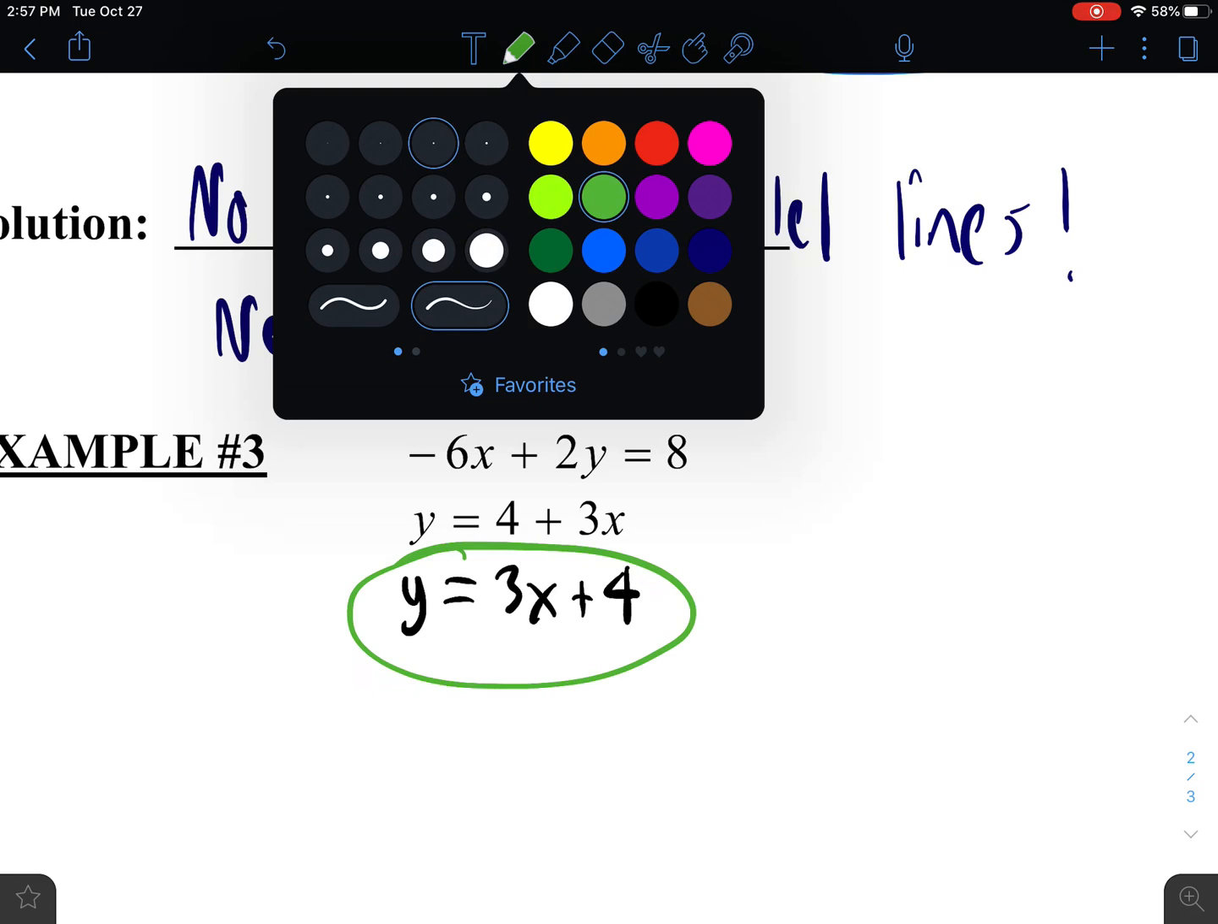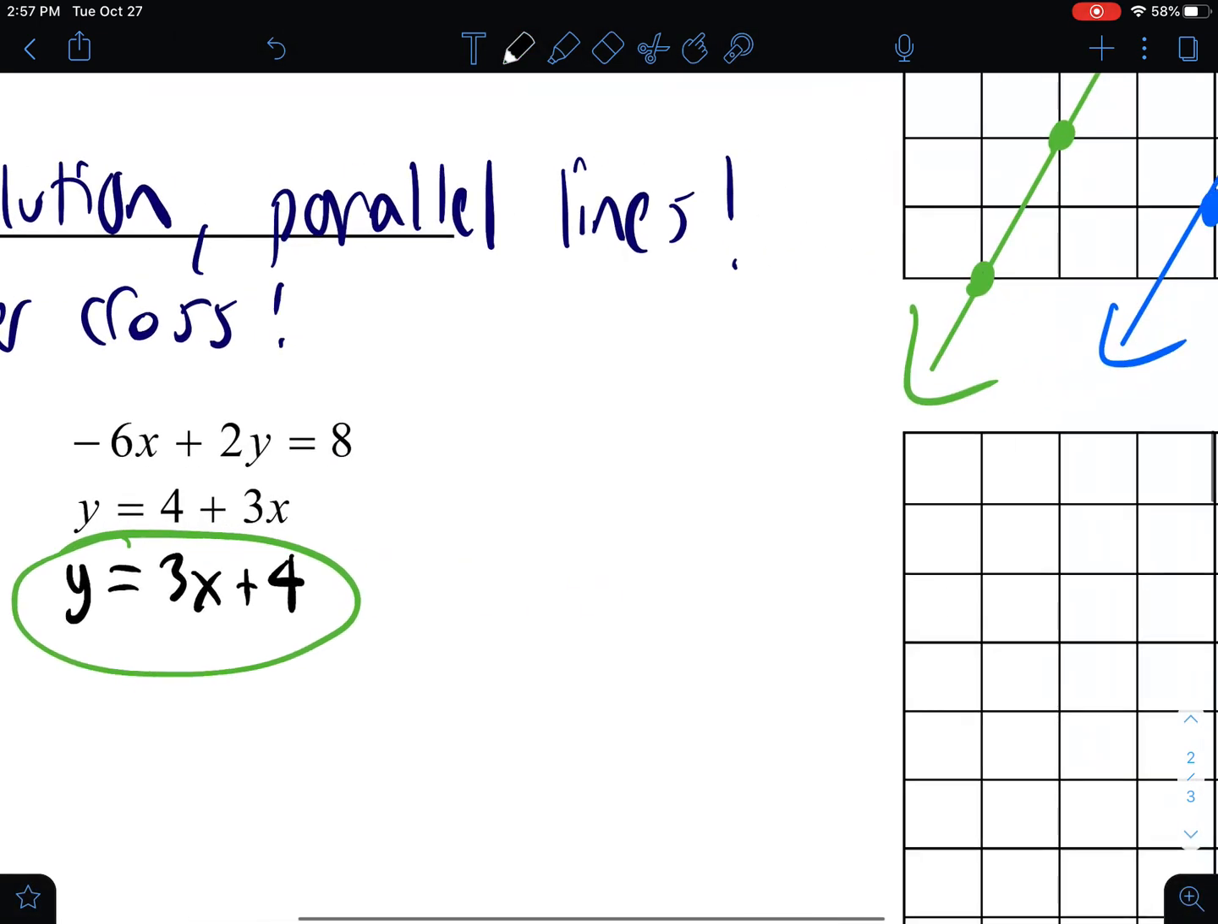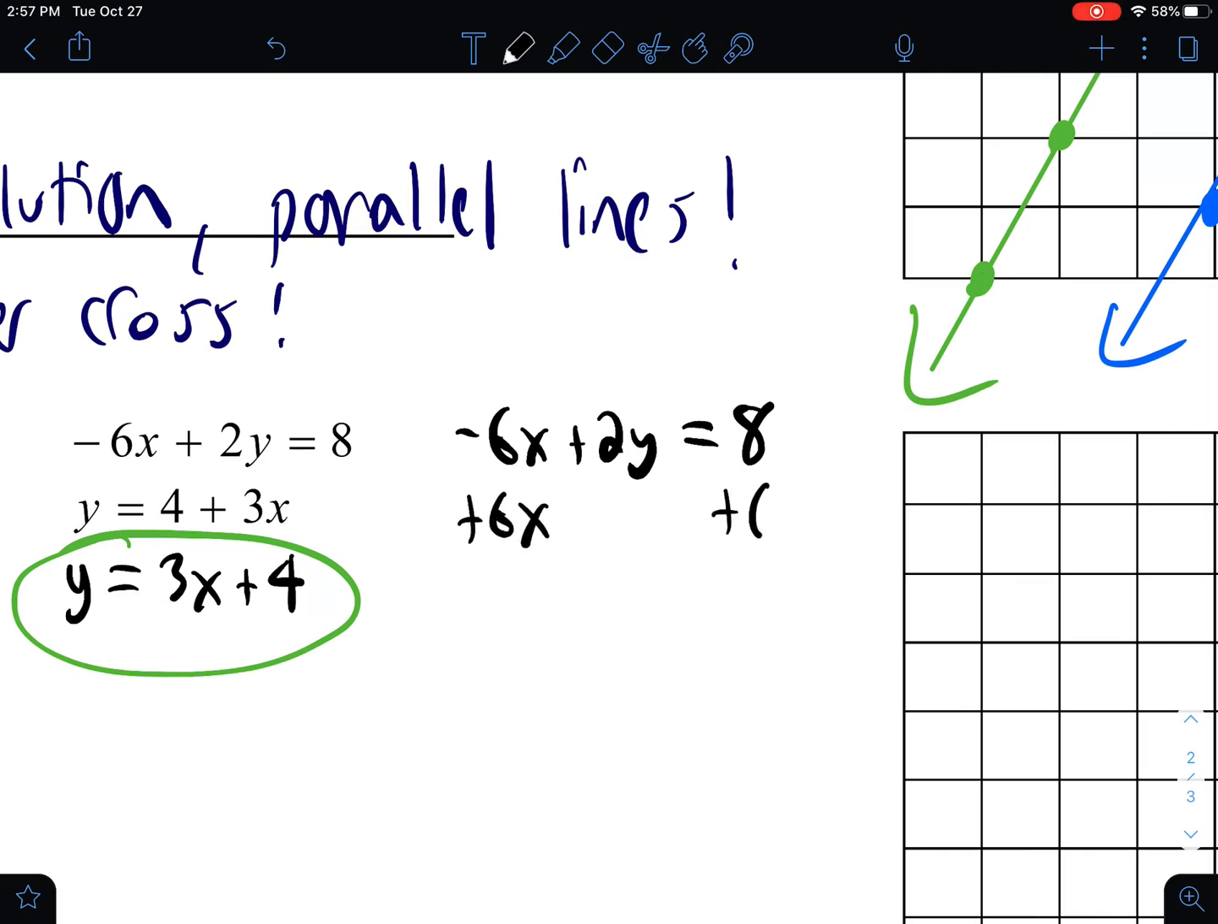Now let's do the top equation. I'm going to write it over here. Negative 6x plus 2y equals 8. All right, so now we need to solve for y. How do we solve for y here? First step, we need to get that 2y by itself, so we need to add 6x. So we have 2y equals 6x plus 8.